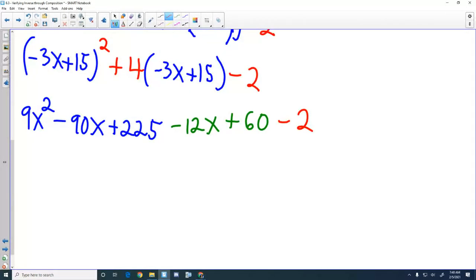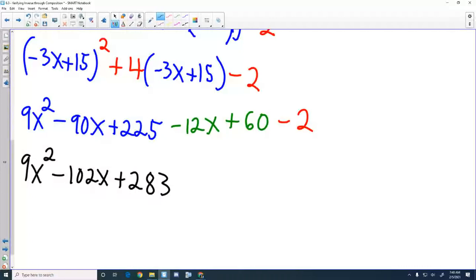Then last thing, we would just combine like terms. 9x squared. I have a negative 90x, negative 12x. That's negative 102x. 225 plus 60 is 285. Minus 2 is 283. So 9x squared minus 102x plus 283 would be f of g of x.